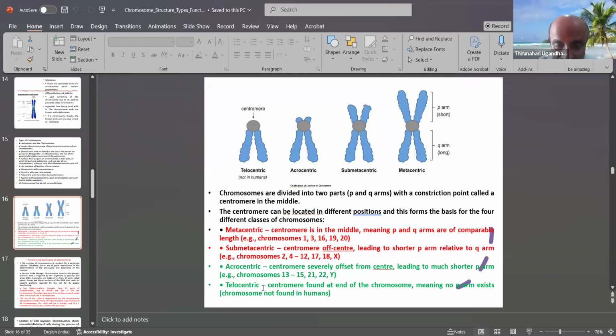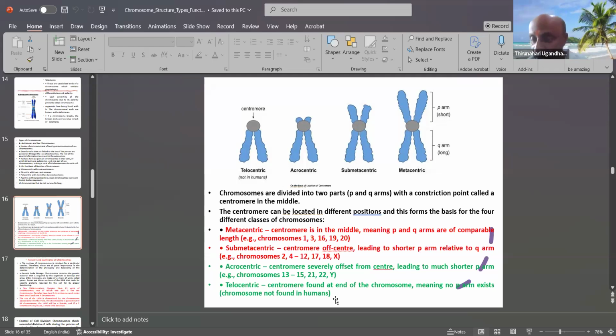Then acrocentric. Then telocentric, here is a telocentric. The centromere is found at the end of the chromosome, meaning there is no arm in existence. This type of chromosome structure is not found in human beings. Human beings have only metacentric, submetacentric, and acrocentric. Telocentric is absent in humans, but other organisms do have telocentric chromosomes.